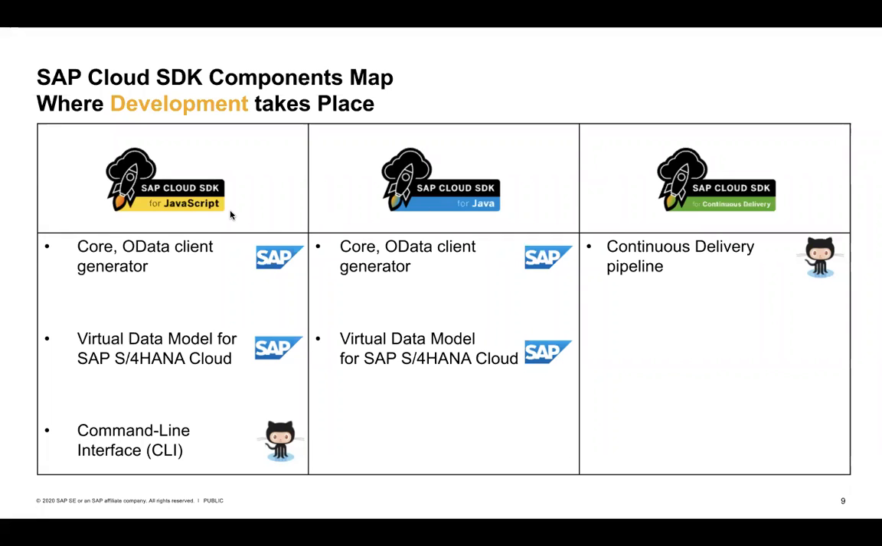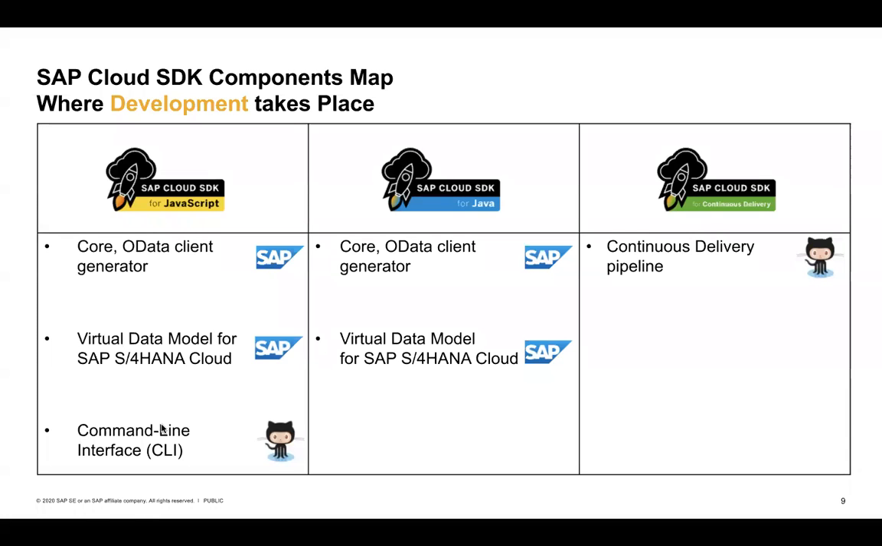And if we go through the packages that are inside of these components, we see the SDK core containing the OData client generator, which is available for JavaScript and for Java, like displayed here. Then secondly, we have the virtual data model for accessing SAP S4HANA Cloud that we also ship out of the box for JavaScript and for Java, which is basically the client that allows applications to directly invoke S4HANA Cloud.